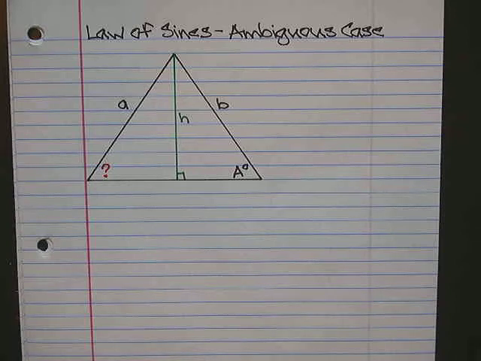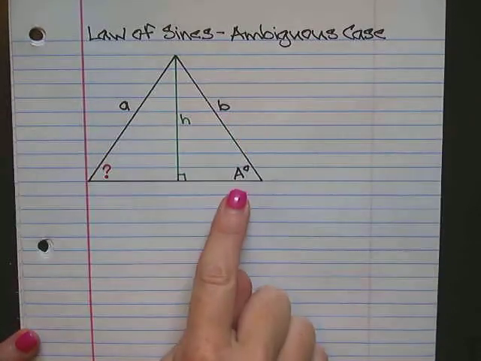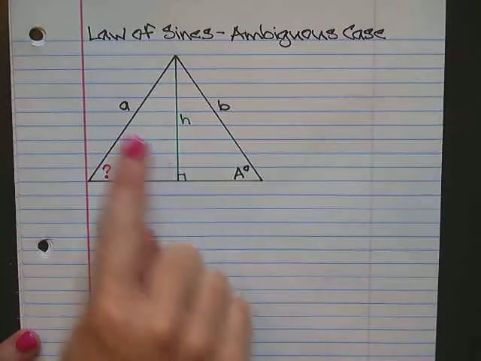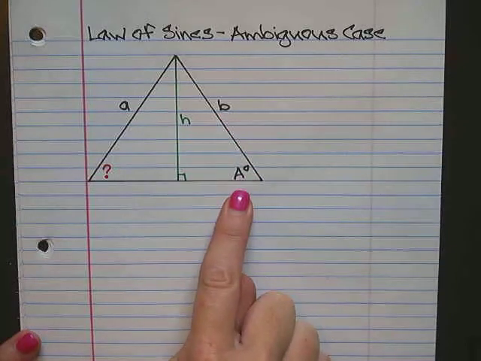Hi, we're going to take a few minutes and look at the ambiguous case for the law of sines. The ambiguous case happens when you are given side-side-angle information. So that's two sides and the non-included angle in a triangle.